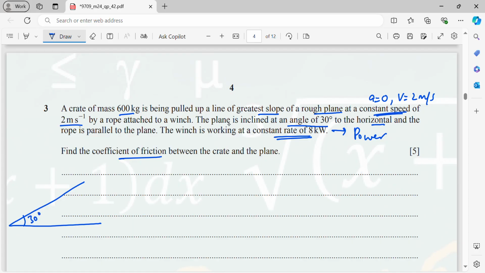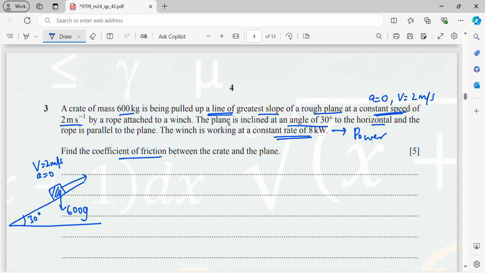Now, this is the crate, 600 kilograms. So here I will label 600g, and then it is a rough plane. It is pulled up by the line, right? That means here, the v is 2 meters per second. Then a equals 0 because of constant speed.